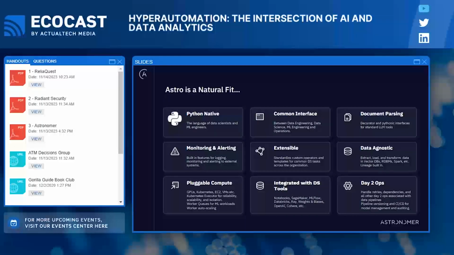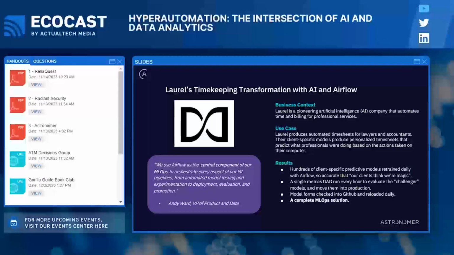And so that's a lot of different reasons why it's a good fit. But I also wanted to talk about, even though we're a good fit, why is this important? Why is the ability to do all these things and manage this amount of scale really beneficial to a business? And that's where I have one of my favorite success stories with Astro, which is Laurel.